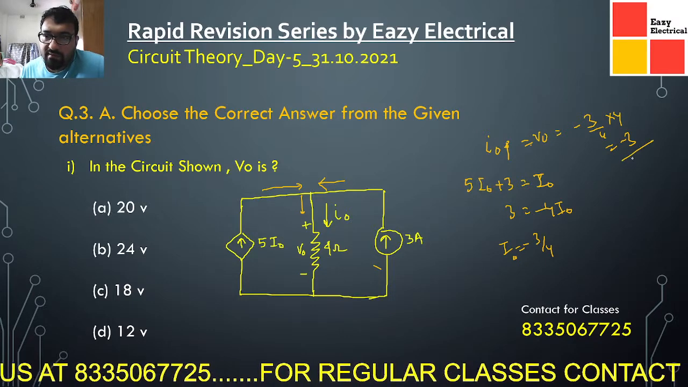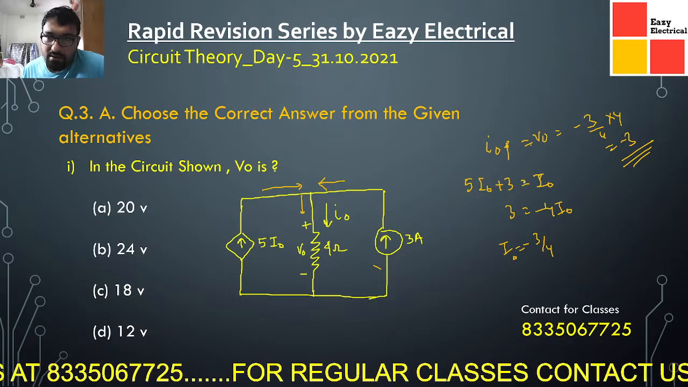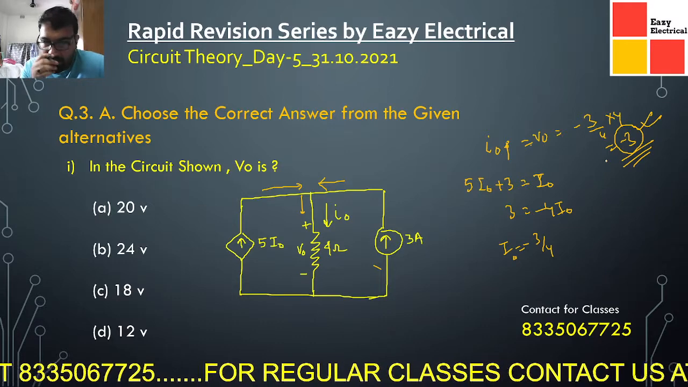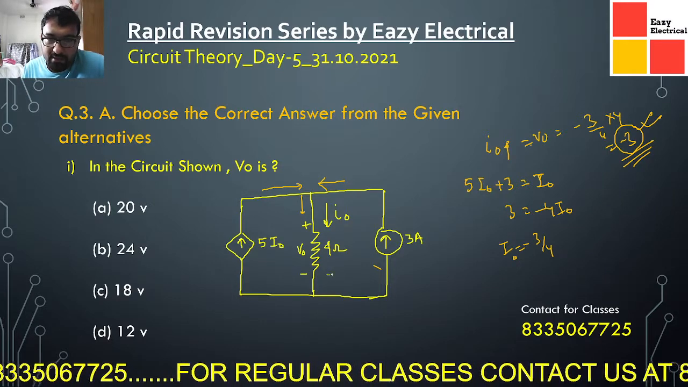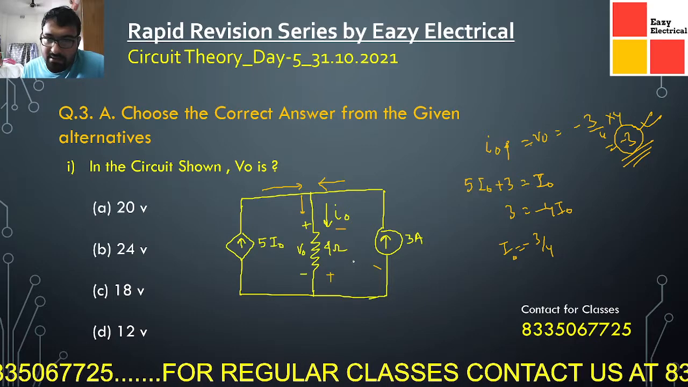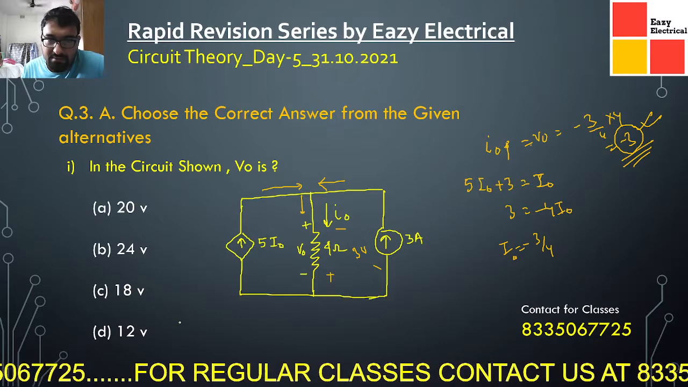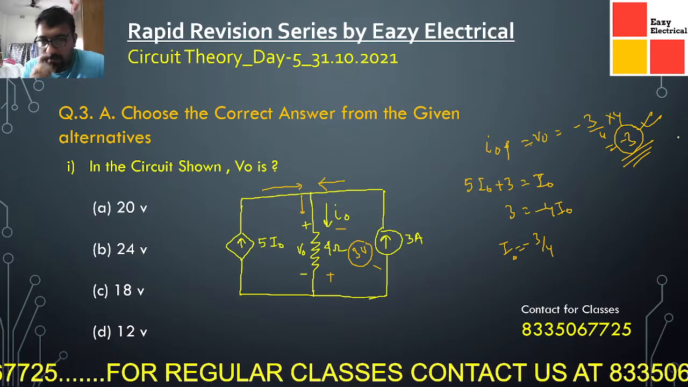So this is the correct answer. Okay, the answers are not given. I think some mistakes I have made. The answer will be minus 3. Minus 3 means the opposite voltage polarity is given in opposite direction. This will be plus and this will be minus, and the voltage will be 3 volts. The options, I think I have made some mistakes. 3 volt is the correct answer. The answer that I have determined is the correct answer.